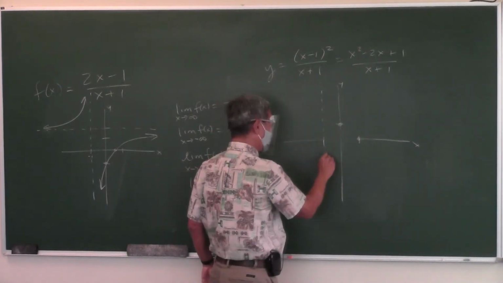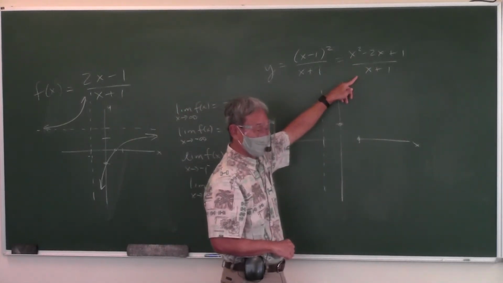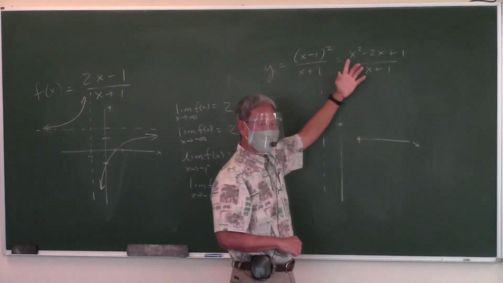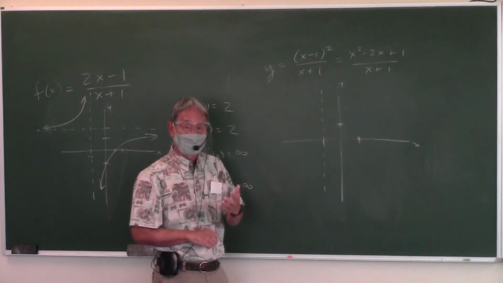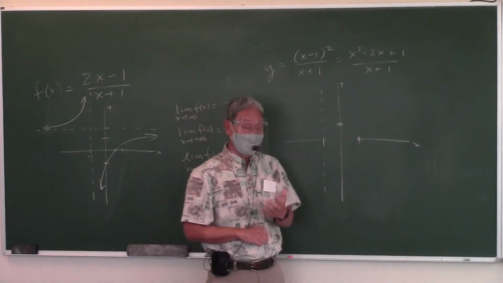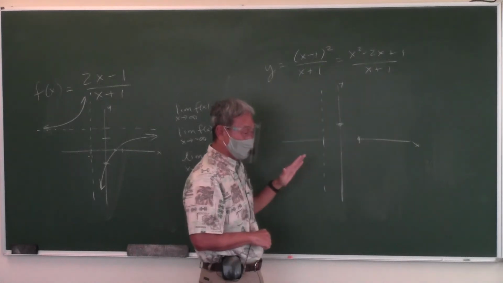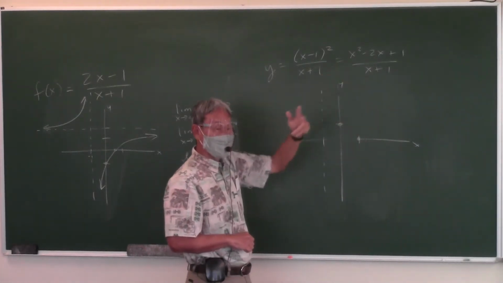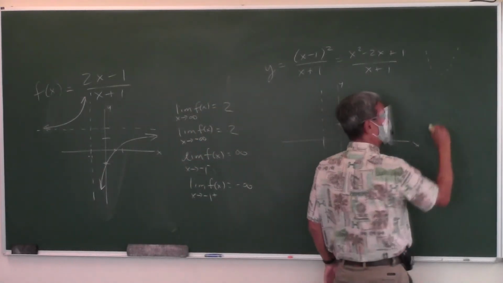So x equals -1. Now, is the degree of the top and the bottom the same? No. Is the degree of the bottom bigger? No, the degree of the top is bigger. So that means there's no horizontal asymptote. But there's going to be other types of asymptotes. If the degree is bigger by 1, you get a slant asymptote. It's a line. But if the degree at the top is bigger by 2, then what you're going to get is a parabolic asymptote.